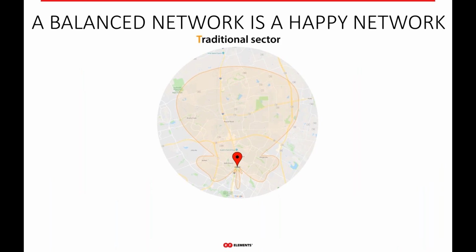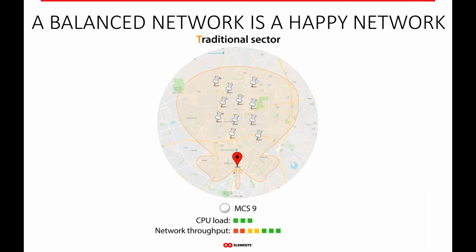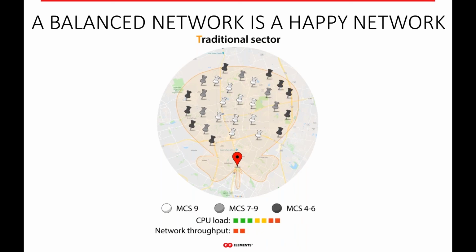And then a balanced network is a very happy network. If we look at the coverage area of a traditional sector, it's usually broken down into a couple of different areas. Usually the center azimuth is the sweet spot of a traditional sector. So this is where you'll find the majority of your customers that are connected to a traditional sector, here highlighted in white pins, have the highest MCS rates, because this is where the sector antenna performs at its best. Nowhere near as close to a horn, but still it's the best part of a traditional sector coverage area.